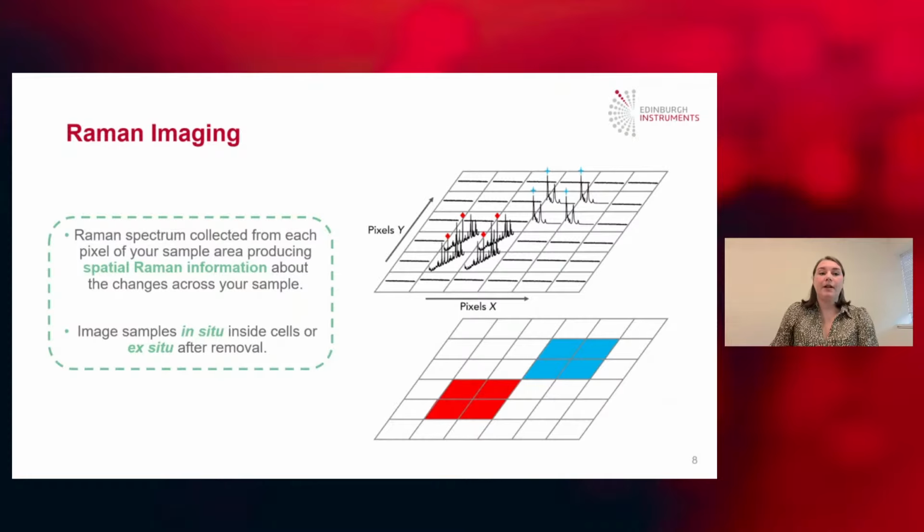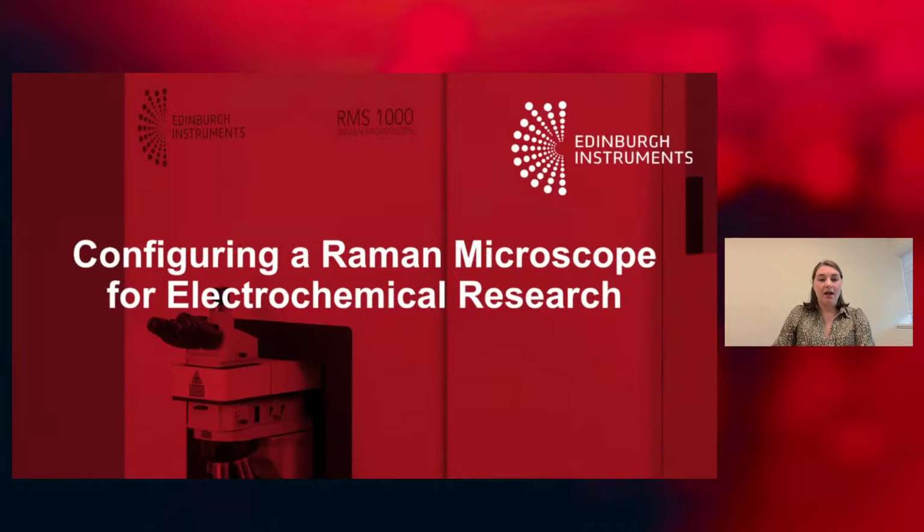The Raman spectroscopic measurements can also be performed as an image. This is where a Raman spectra is collected at each pixel of a predefined grid across your sample in order to give you spatial Raman information about changes across your sample. This can be performed both in situ, so inside of the electrochemical cell, or ex situ after the material is removed. So that's a little background of why you might use Raman, but there's some key considerations when setting up your Raman microscope for these measurements.